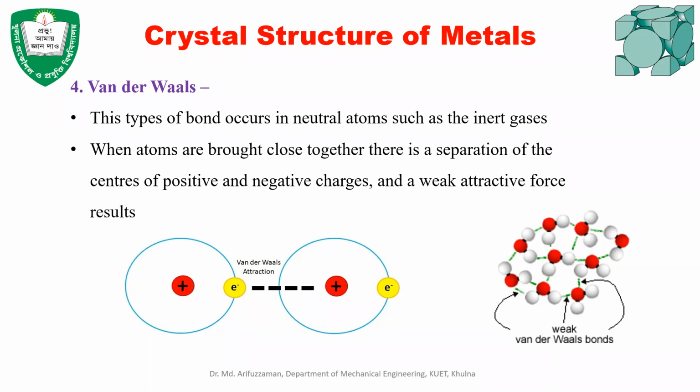And because of that positive and negative pole, there is attraction between the electron and the positive charge, and that attraction creates the van der Waals attraction. That is called the van der Waals attraction, and that creates the bonding between the elements. It's a very weak bond between the positive and negative centers.